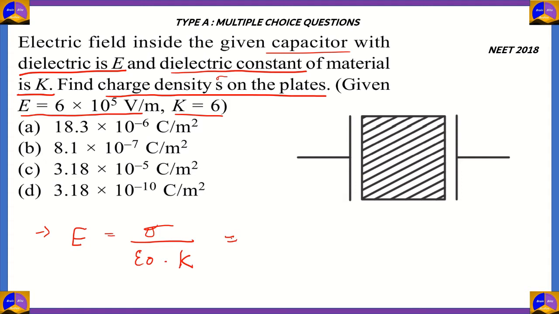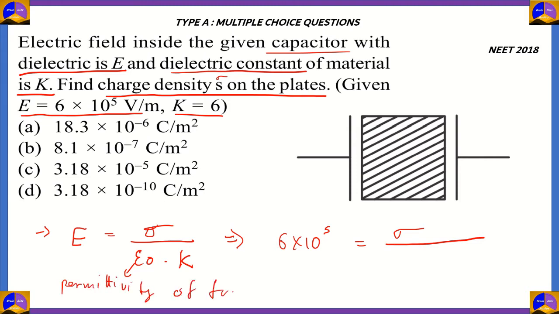So we can apply the values that we have. E, that is the electric field, is 6 into 10 raised to 5. The value of sigma is the value that we need to find out. The value of epsilon naught is, epsilon naught is basically permittivity of free space.